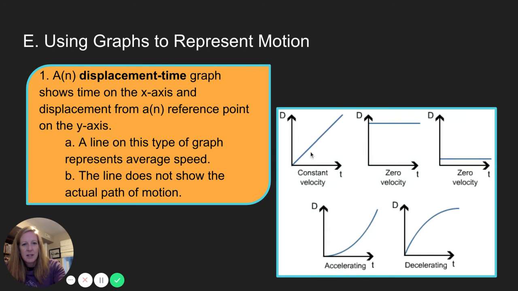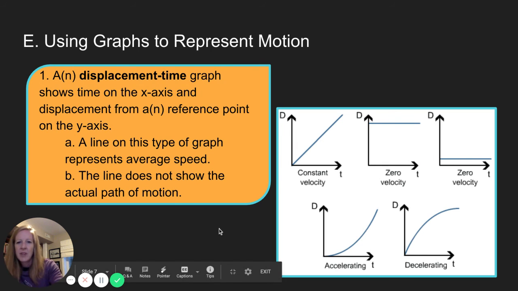If it's a diagonal line up, there's constant velocity. If it's a flat line, zero velocity, and it doesn't matter where that flat line is. If it's curving up, there's acceleration, and if it's curving down, it's deceleration. The line does not show the actual path of motion, so we don't know what path the moving object is taking. This just tells us about the average speed of the object.